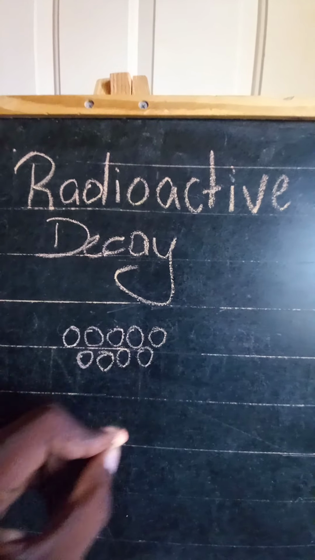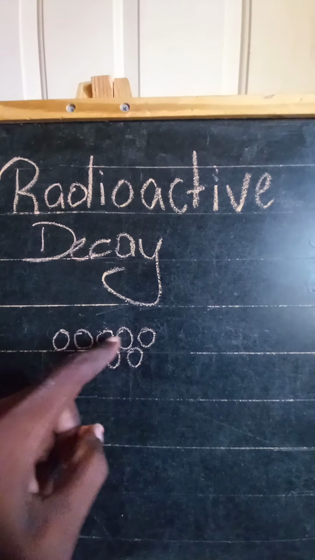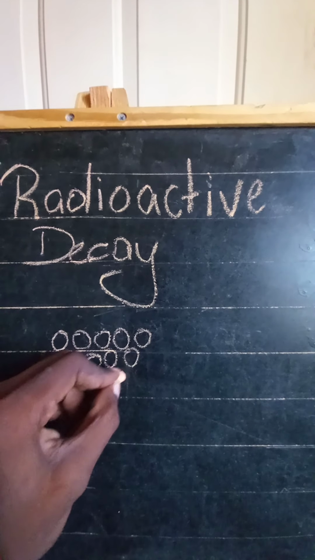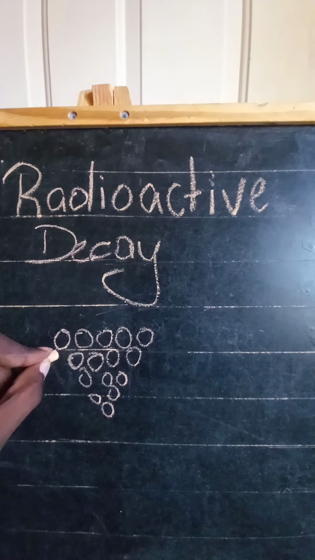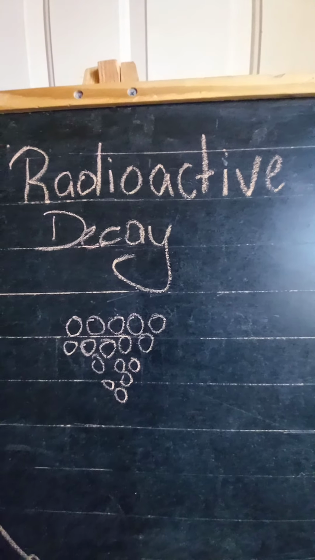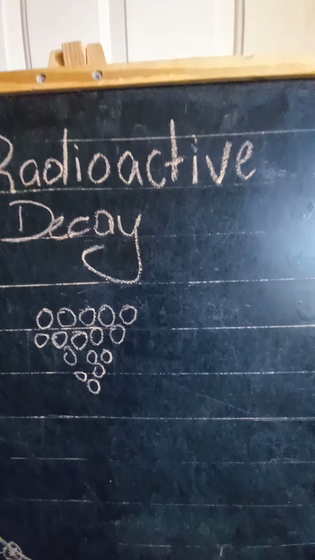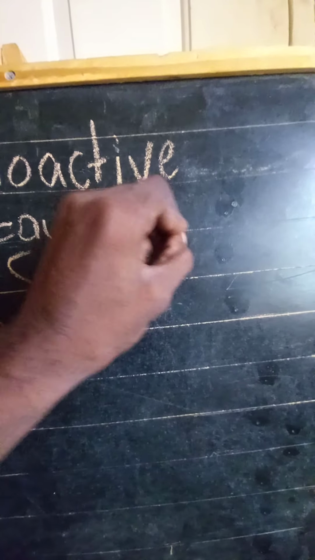nuclides of uranium 238. 1, 2, 3, 4, 5, 6, 7, 8, 9, 10, 11, 12, 13, 14, 15, and we can put one here, 16. So this is our sample. Uranium 238 has a half-life of 4.5 billion years.